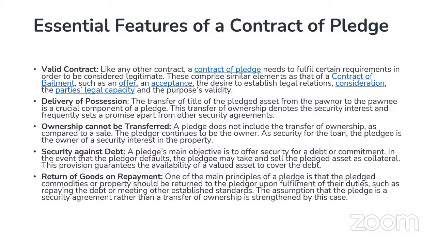And the next essential feature of a contract of pledge is security against debt. The main objective of pledge is to offer security for a debt, for some money that needs to be repaid. And the other essential feature is return of goods on repayment. That means the moment the debt is repaid by the pawner, the pawnee has to return those goods.